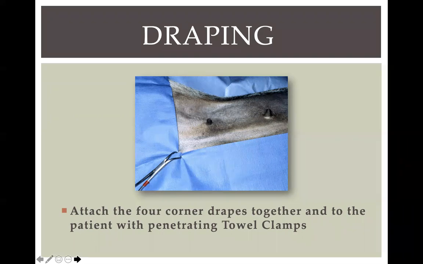In our clinic, we now have four-corner drapes that have a line of adhesive on them. Obviously, those are made for people. They're okay, but you couldn't just use them without towel clamps. Unfortunately, things don't stick very well to the skin of veterinary patients.